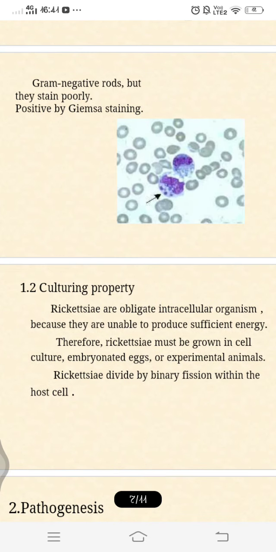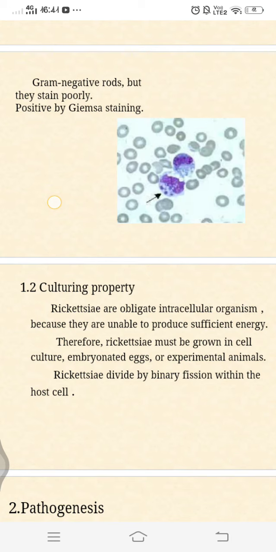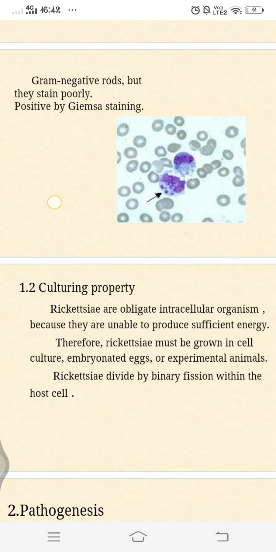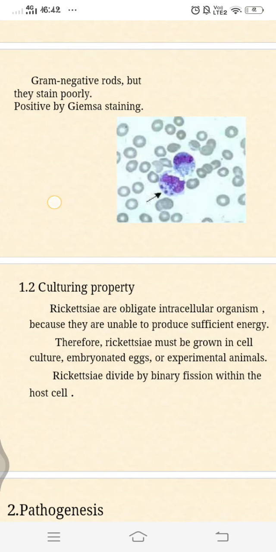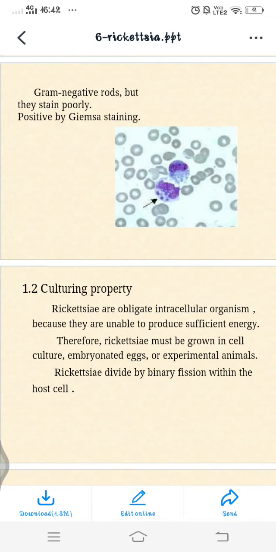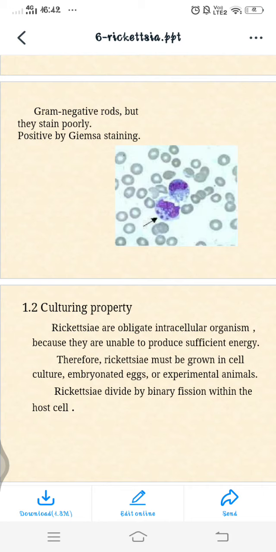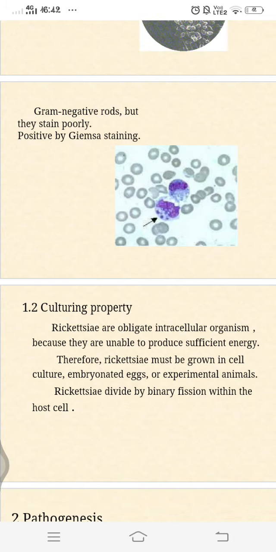And let us understand the cultural properties. The Rickettsiaceae are obligate intracellular organisms because they are unable to produce sufficient energy. Therefore, they must be grown in cell culture, embryonated eggs or experimental animals like mice. In embryonated eggs, we take the yolk sac, and they divide by binary fission within the host cell. Actually they do not grow in cell-free cultures, so we need to grow them in the cytoplasm, that is the typhus group, and in cytoplasmic vacuoles, especially the Coxiella group.